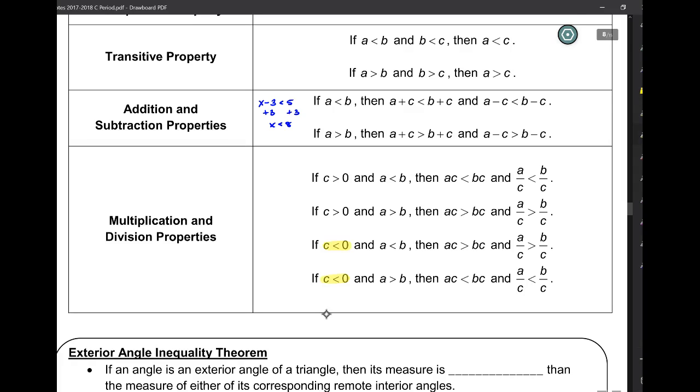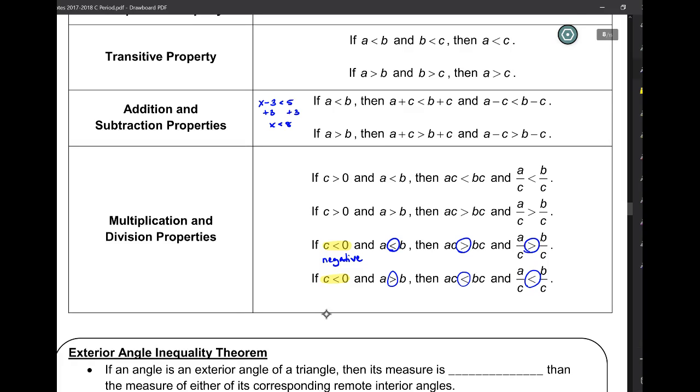If c is less than 0, what's that mean? That means it's a negative. And so if we have a negative, what happens to the less than sign? It changes to greater than. What happens to the greater than sign? It becomes a less than. That's all.